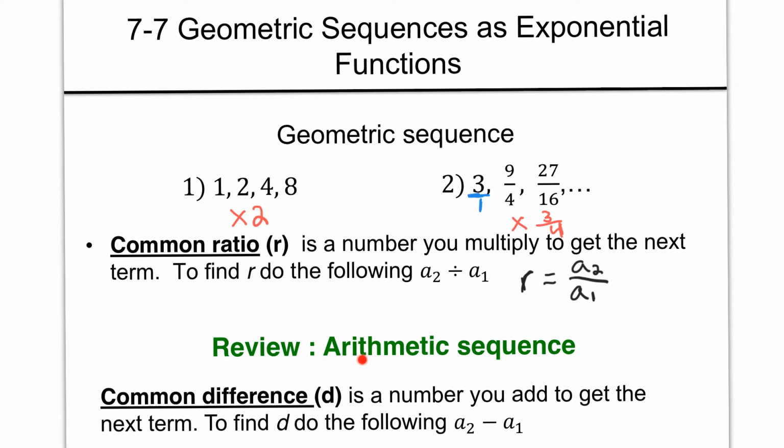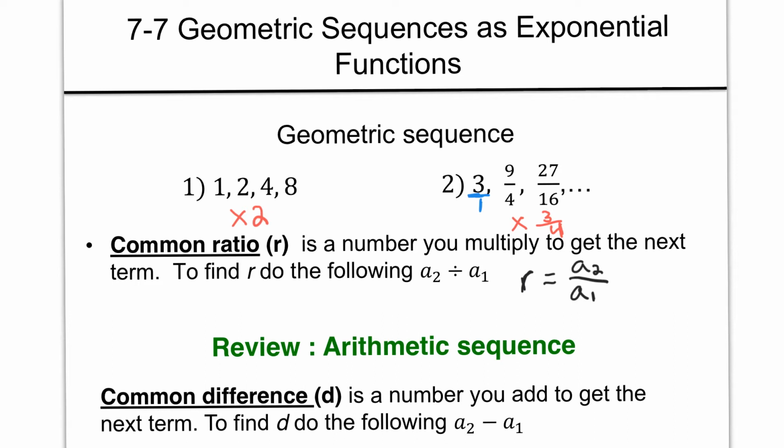So with arithmetic sequences, to find the common difference, you take the second term and subtract the first one. So second minus the first one. That's arithmetic. You have to add to get to the next one. But today, we are learning geometric, where you have to multiply, and the number you multiply by is called the common ratio.